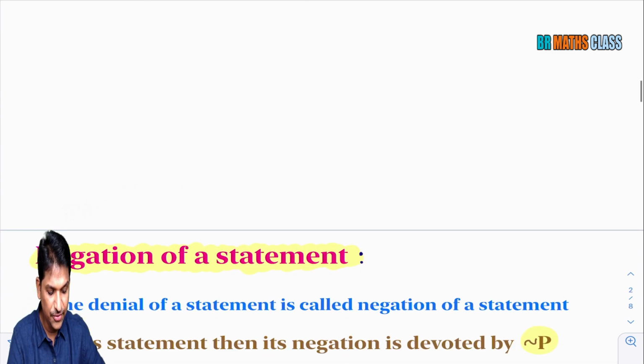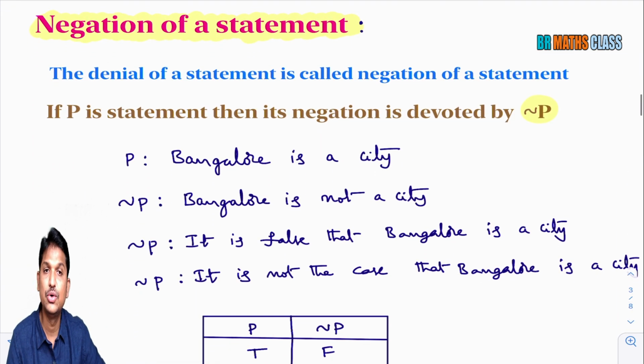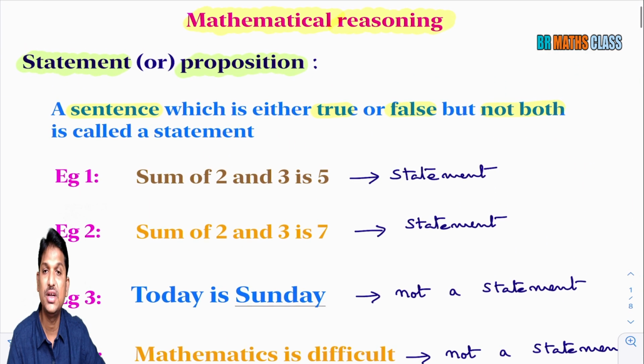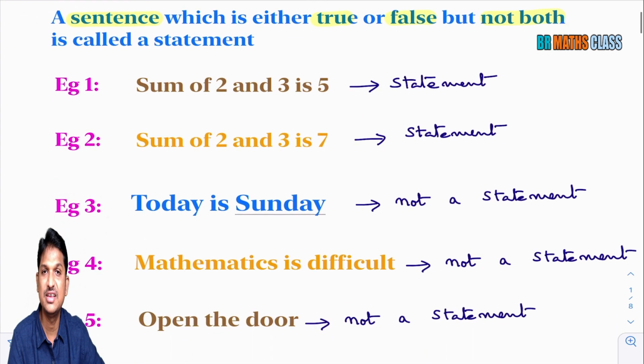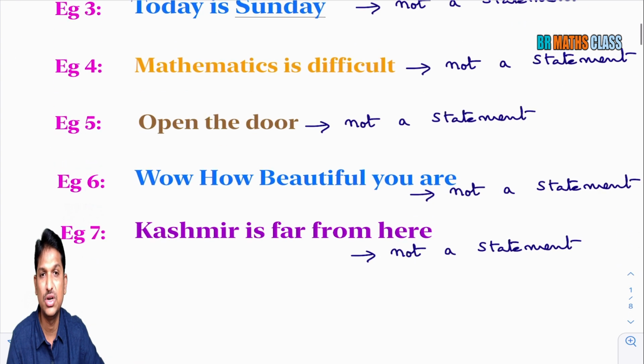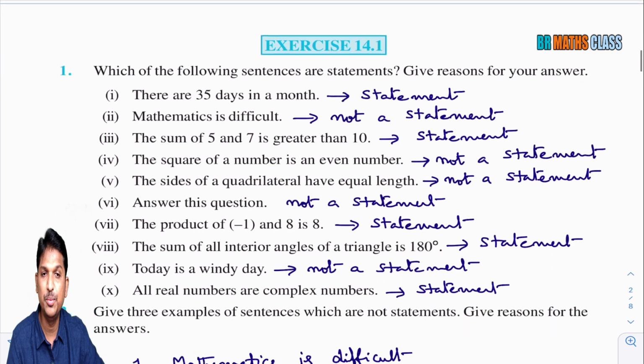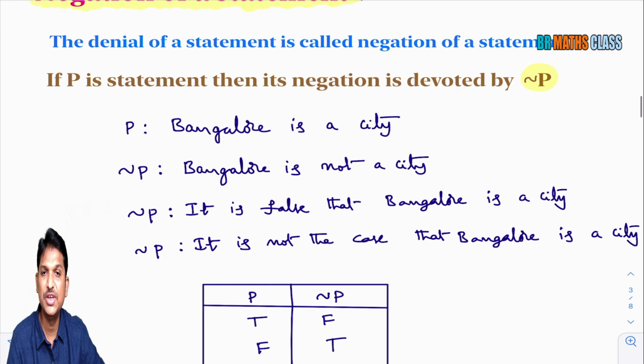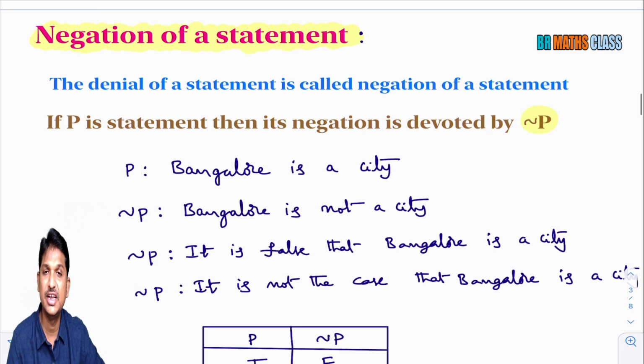Right, that's all for today's class. So second class is completed. Till now, what we learned in this mathematical reasoning chapter, we learned what is statement, and we discussed some examples for what is statement, what is not a statement, and we completed all problems of exercise number 14.1. After that, we learned negation of a statement. The denial of a given statement is called negation of a statement.